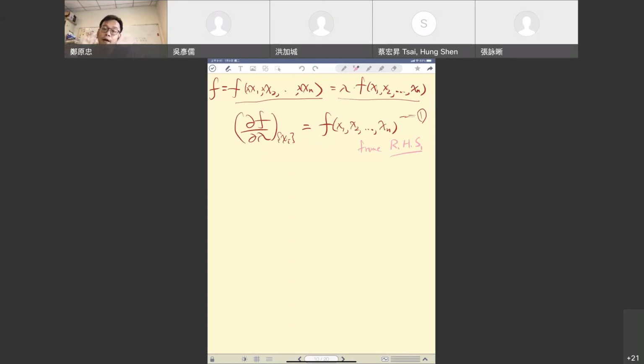And I can use LHS for the left hand side. We are going to use this right away. So from the left hand side, what do we have? From the left hand side, we have partial f.